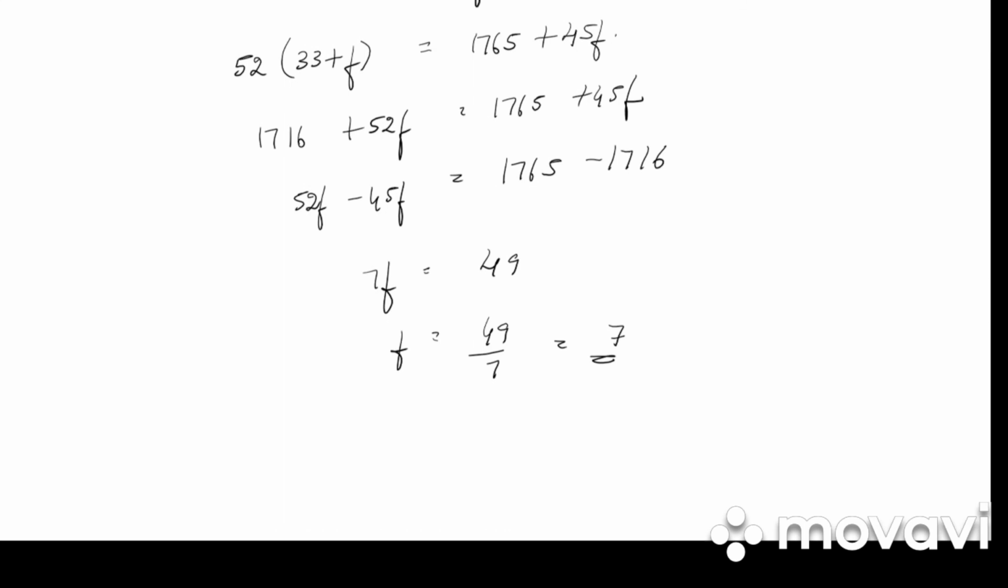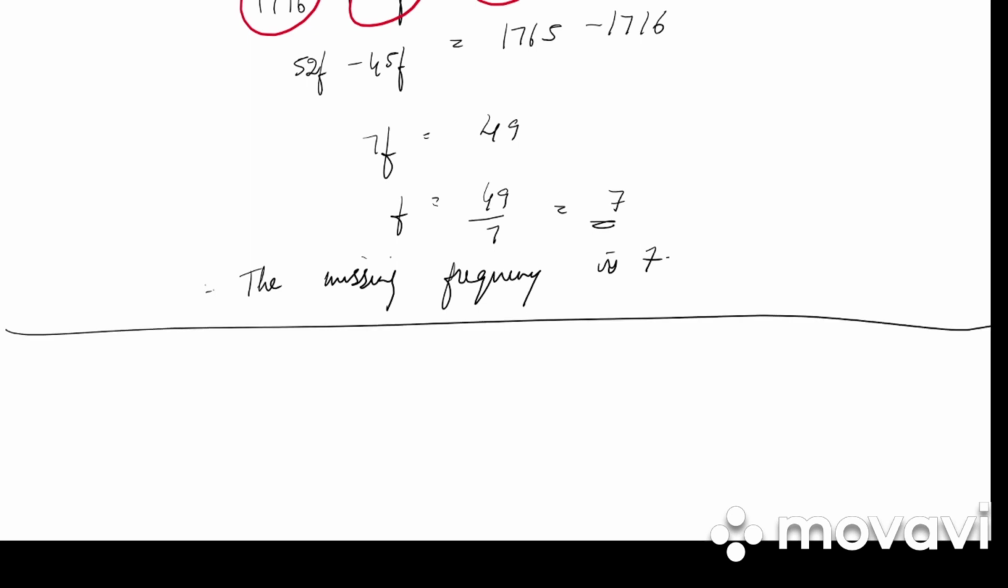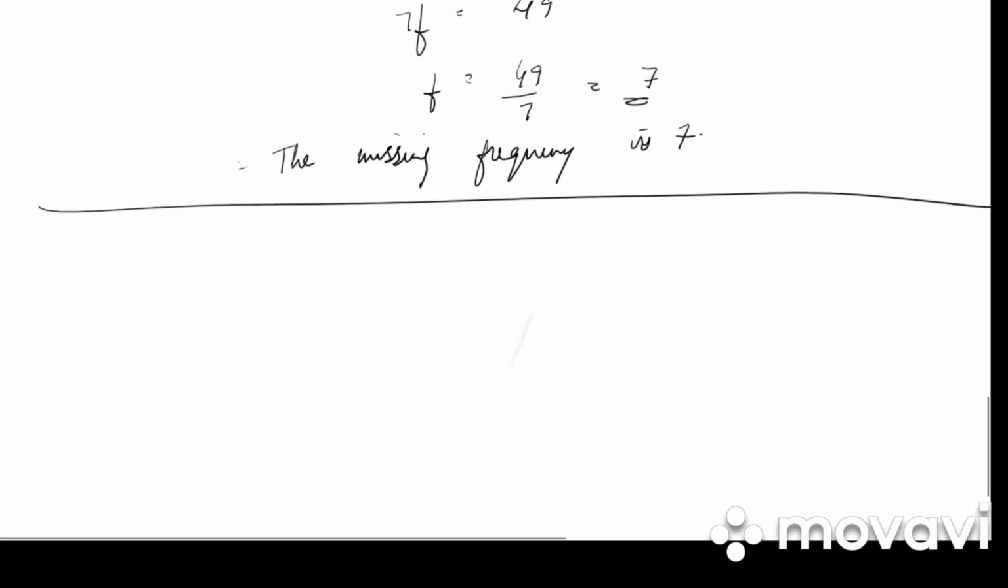I hope you know this is mathematics. We bring the f terms on the left hand side and the numbers on the right hand side and then substitute it. Write down. Therefore, the missing frequency is 7. This was a sum when the missing frequency was to be found.